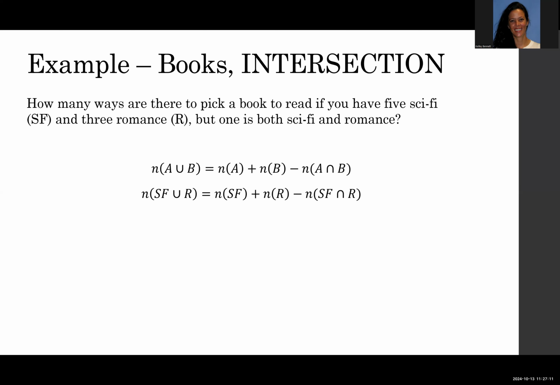And then we can just plug in what we have. Cardinality of science fiction books was 5, cardinality of romance books was 3, and the cardinality of the intersection was 1. So it should be 5 plus 3 minus 1. So that's 8 minus 1, and that gives us 7. So we would have 7 options here.